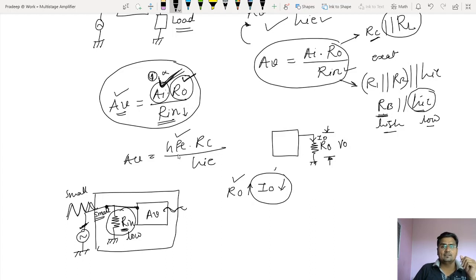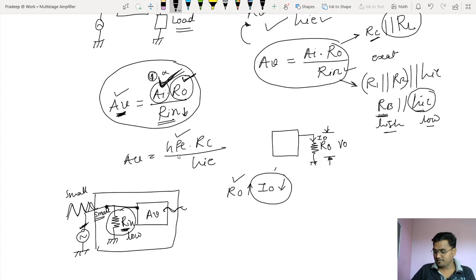Is it? Your circuit or your amplifier will become very sensitive. Even if at the input side there is a small fluctuation, even because of noise, that will be treated as an input to the amplifier, and the amplifier will start amplifying the signal. So your circuit becomes sensitive. It means by decreasing this input impedance, your amplifier becomes sensitive. So that option is also quite not good, is it? Then we have tried all parameters, AI, RO, Rin, everything.